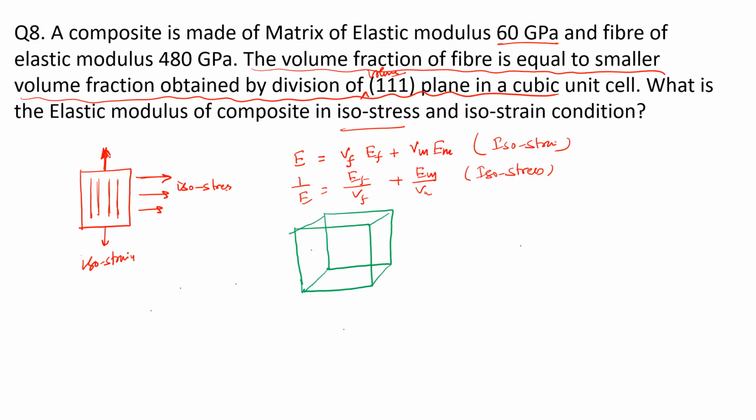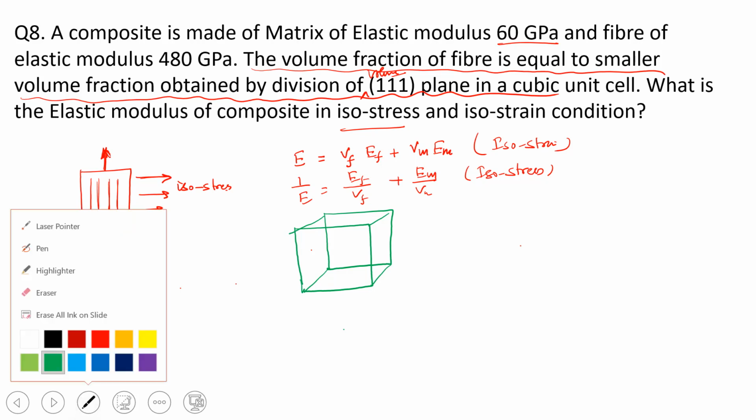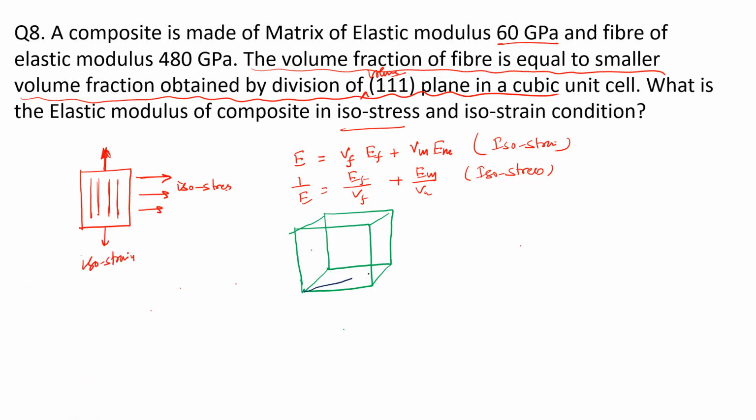So now we will draw this 111 plane. So where will this 111 plane be? This will be here. So it is given the volume fraction is equal to the volume fraction which is obtained by division of volume. Like this is the plane, right? So this plane divides the complete volume into two parts, right? One volume you can consider, I am just marking it.